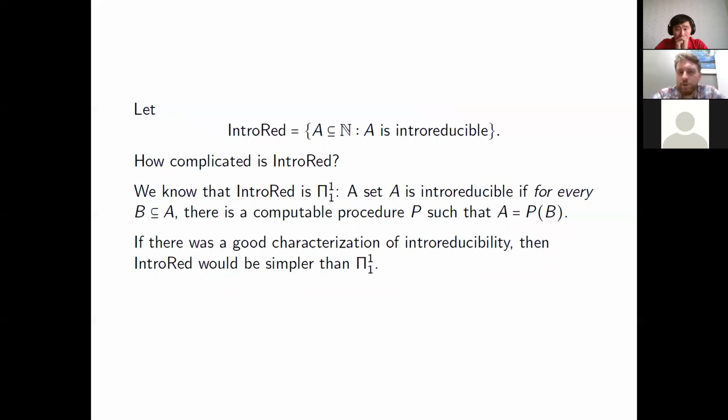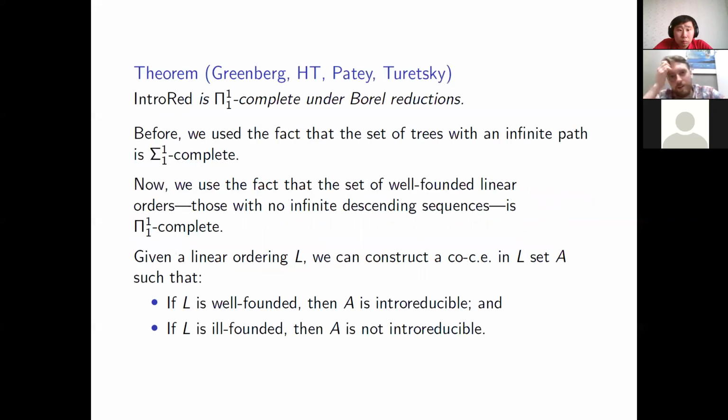But then asking if there's a computable procedure, where a procedure is just a finite list of instructions, is one of these quantifiers that keeps you low down. So this is a Pi^1_1 thing. And if there were some kind of good characterization of introreducibility, then the set of introreducible sets would maybe be Borel; it would be simpler than Pi^1_1. What we show is that it's actually Pi^1_1 complete. So you should think of this as a non-characterization result: there's no good characterization of introreducible sets.